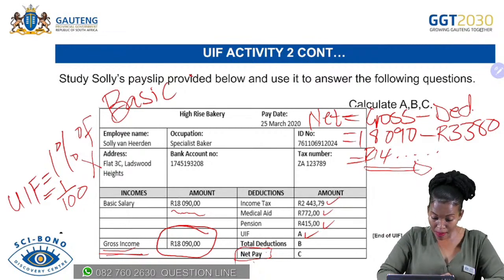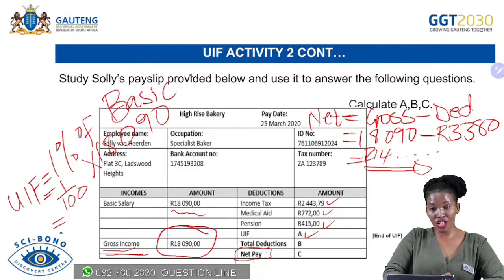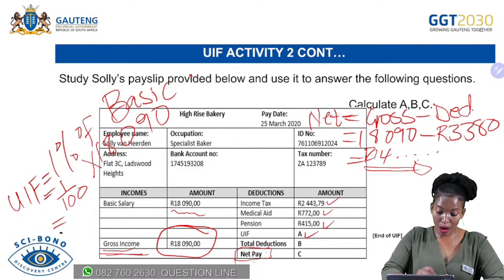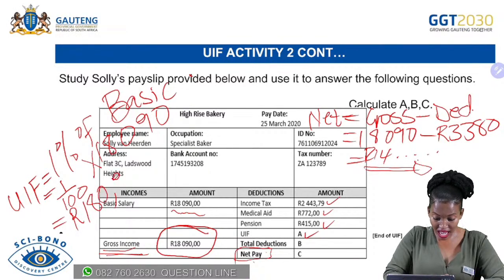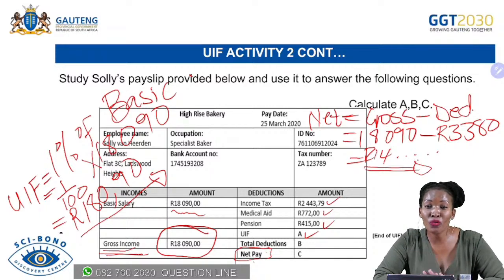And in this case, the basic is how much? It is 18,090. So you punch in your calculators, you say 1 over 100 multiplied by 18,090. And how much are you guys getting there? 180 cents. So this, guys, is how you calculate your UIF.